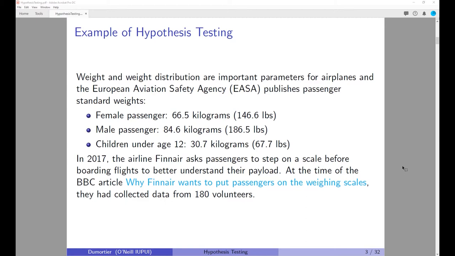In 2017, the Finnish airline Finnair asked passengers to step on a scale before boarding a flight to better understand their payload. Evidence suggested that business class passengers are heavier than passengers in economy. Passengers in the winter are heavier than passengers in the summer due to difference in clothing. Note that when the BBC article was published, by the way, you can find this article by clicking on the link, Finnair had collected data from 180 volunteers. What Finnair did was a hypothesis test.